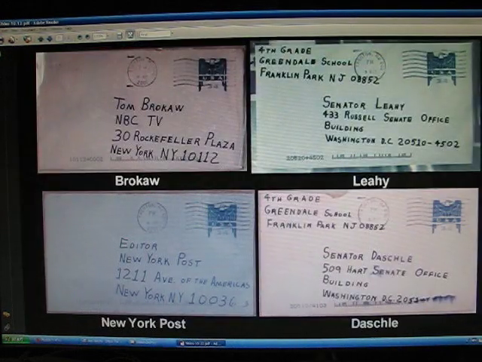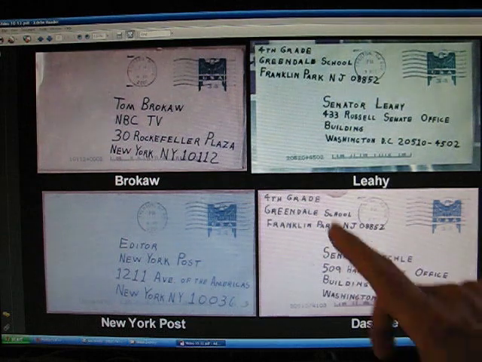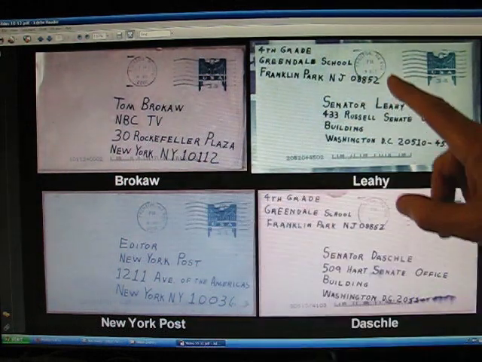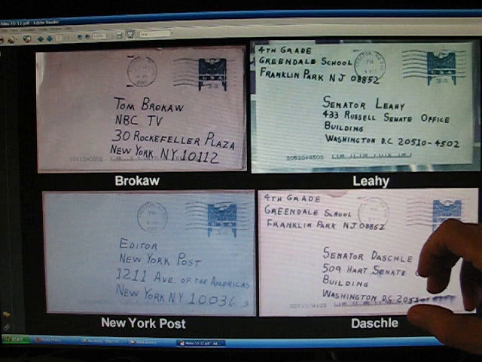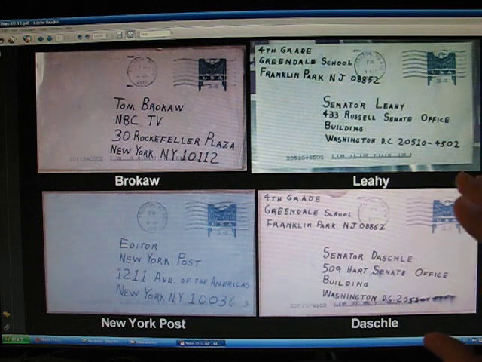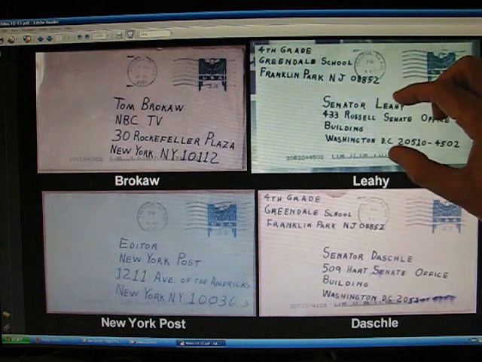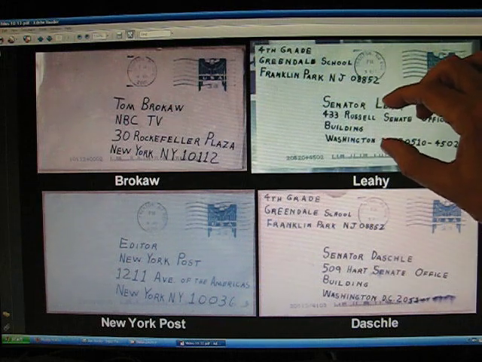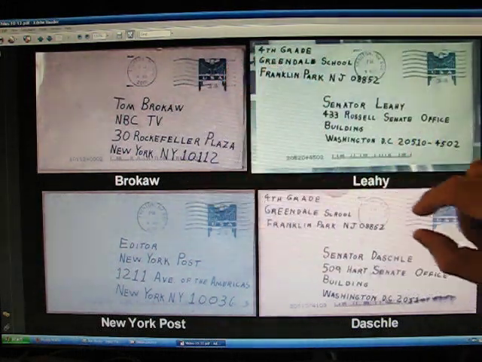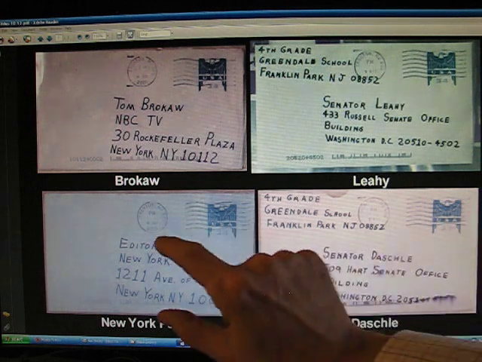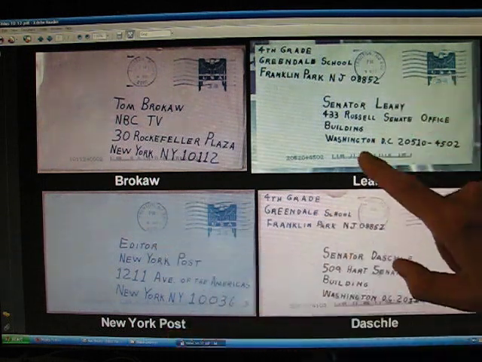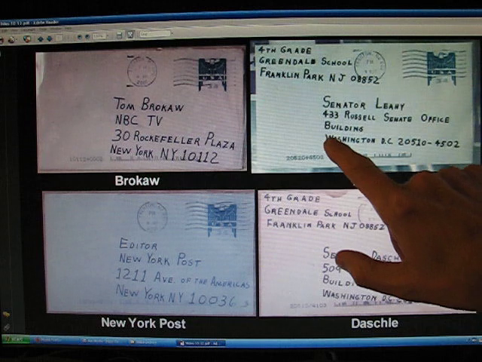Now let's look at the envelopes. These are the two media envelopes and the two senators' envelopes. Here the handwriting size is not quite as apparent as on the letters, but you can still see that the handwriting here is smaller than the handwriting there. This is smaller than the handwriting there. Also, he only wrote in one size.